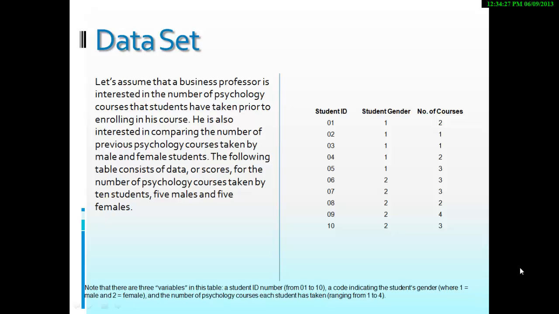Note that we have 3 different variables. The first one is the student ID, numbered from 0 to 10, which is the 10 participants. The second is the student's gender, in which 1 equals male and 2 equals female. And the third one is the number of courses, ranging from 1 to 4.